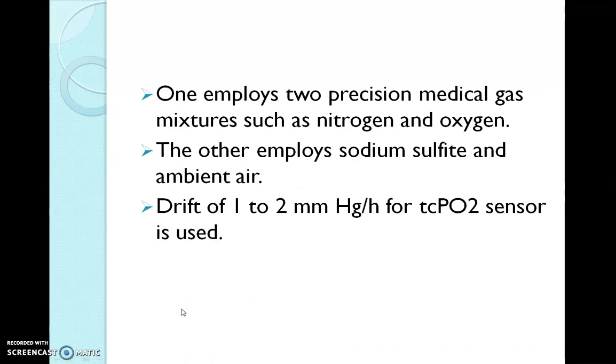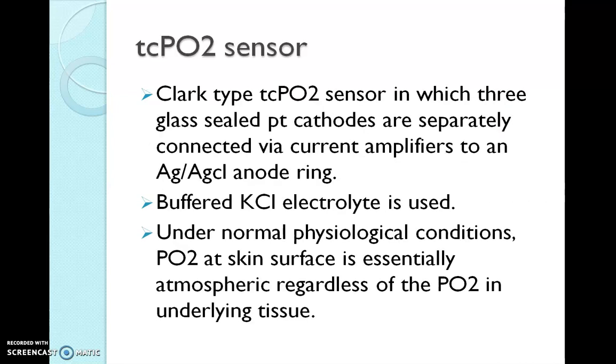One employs two precision medical gas mixtures such as nitrogen and oxygen. The other method employs sodium sulfate and ambient air. A drift of 1 to 2 mm Hg per hour for the TCPO2 sensor is typical.